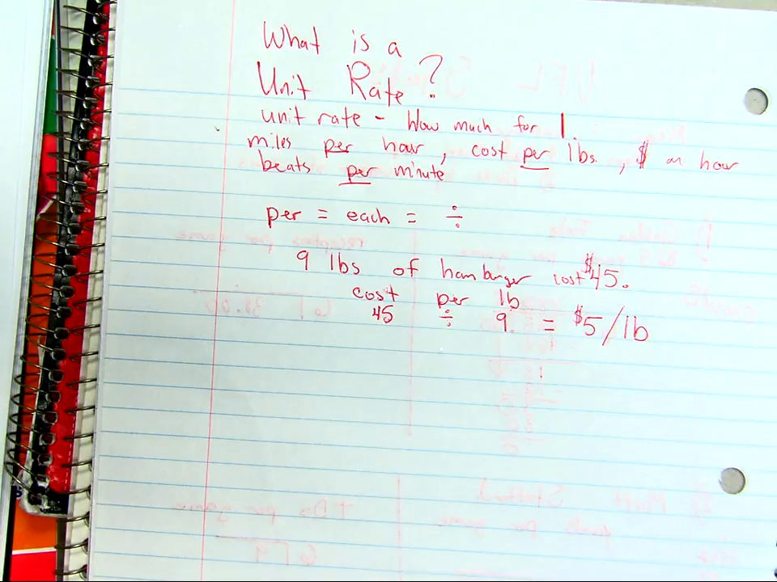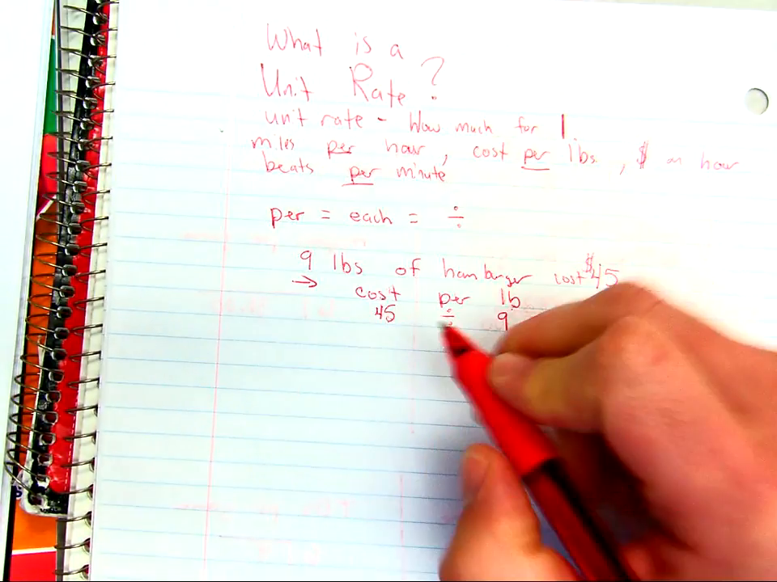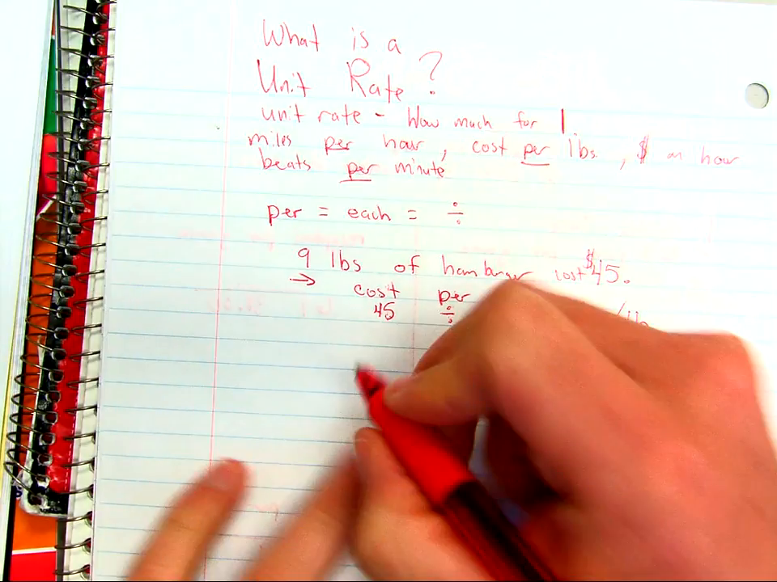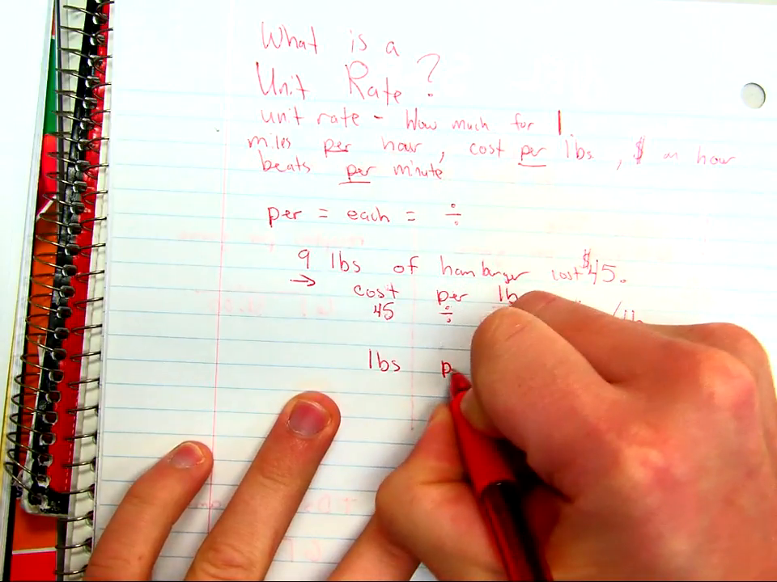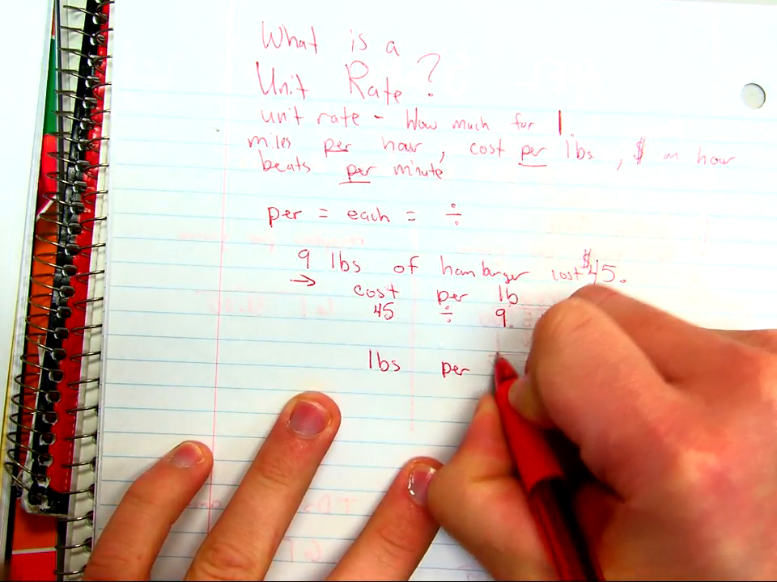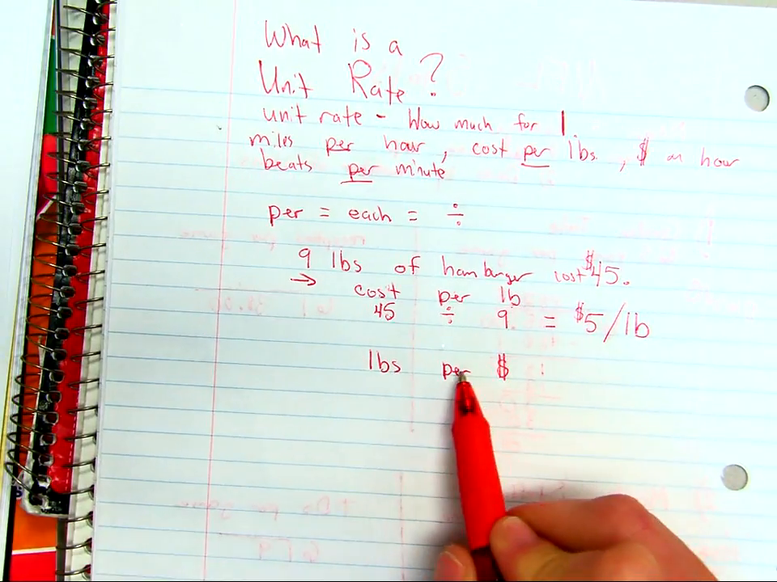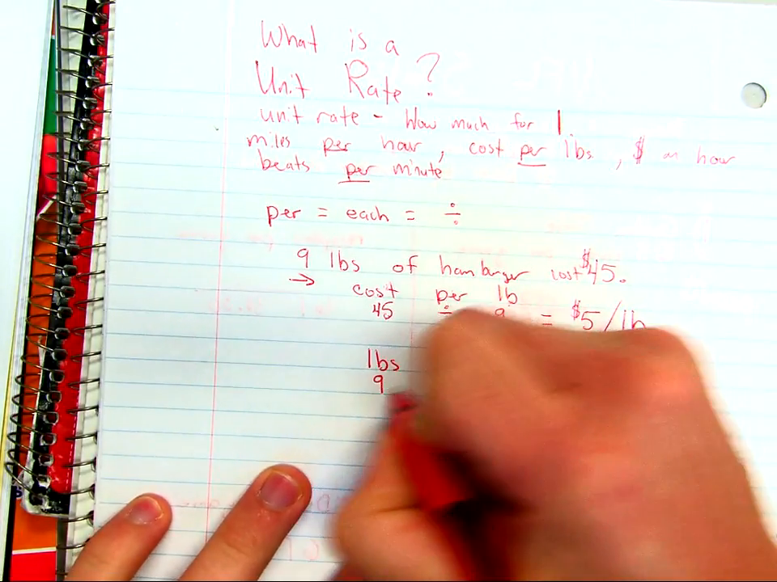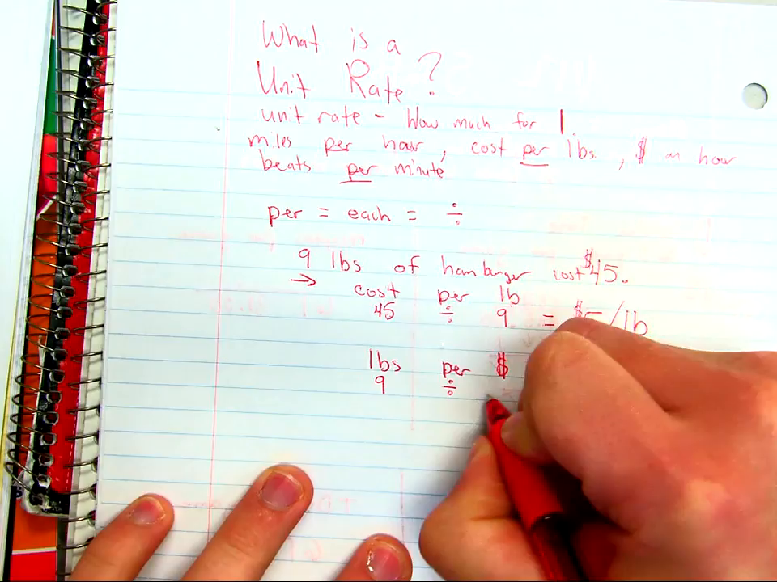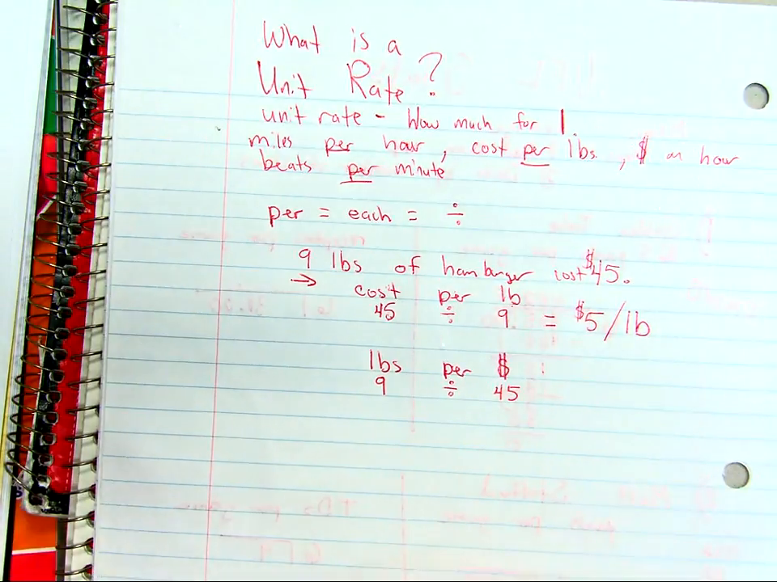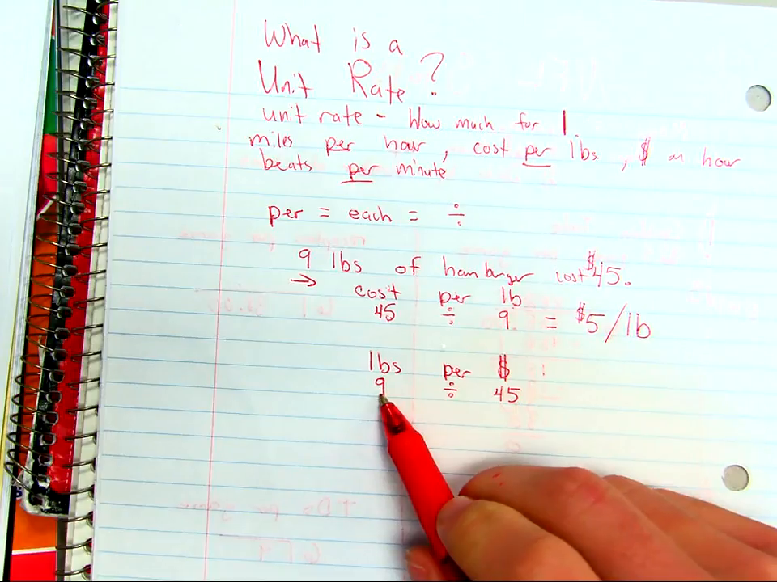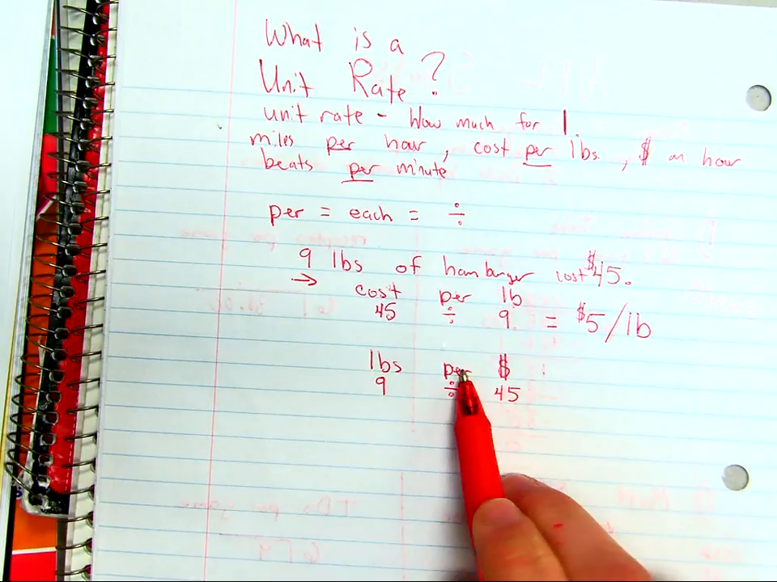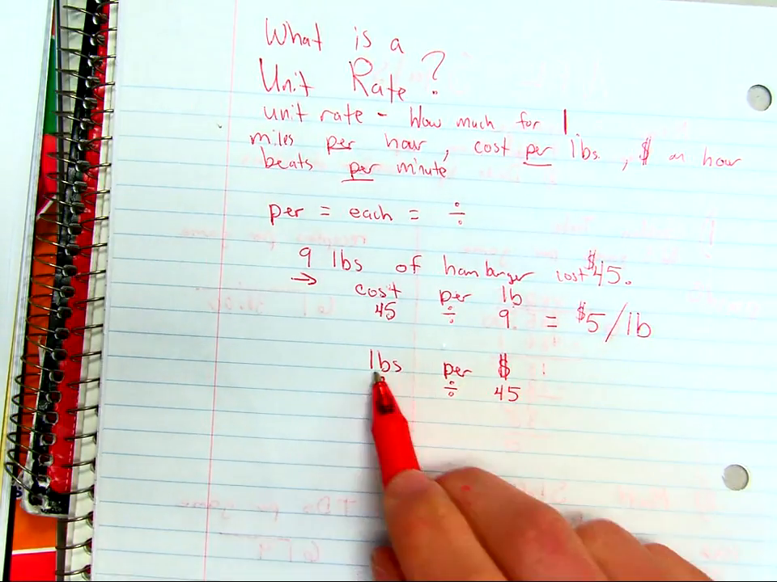Well, there's one other unit rate that you could find with this same information. So I had the cost per pound. The other one I could figure out is the pounds per dollar. Okay, so this is saying how many pounds can I get with each dollar I spend. And now this one, my pounds is 9, per means divide, dollars is 45. So this one is like the opposite, okay? Instead of how many dollars does it cost me to get a pound, this is saying how many pounds can I get with $1.